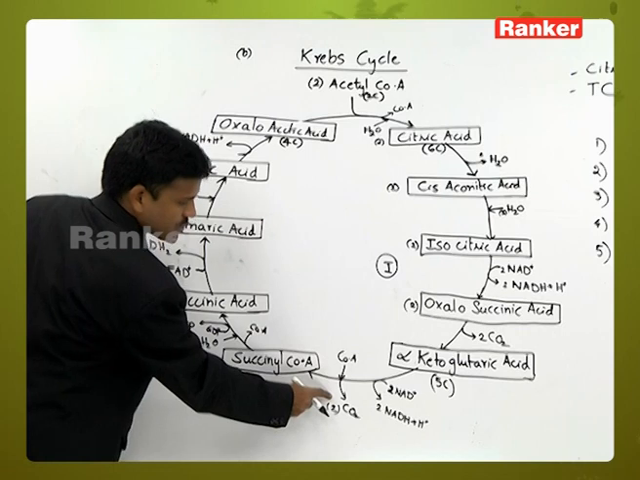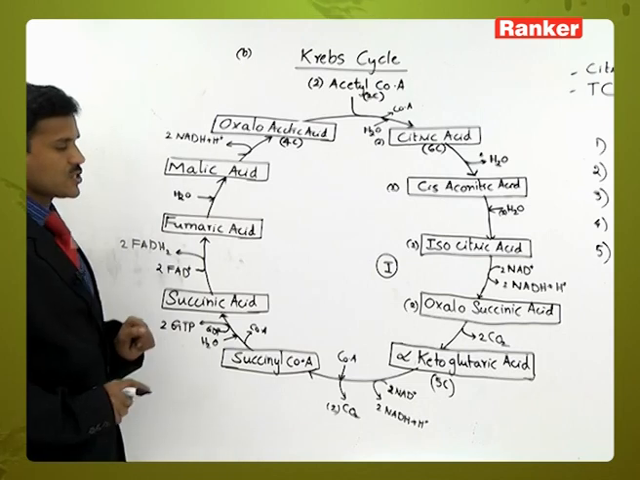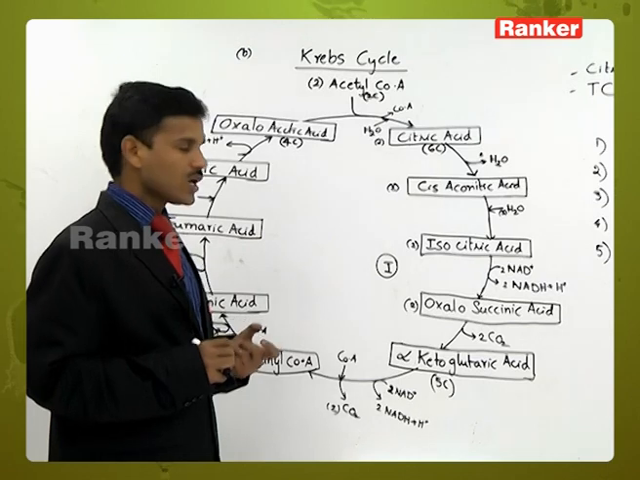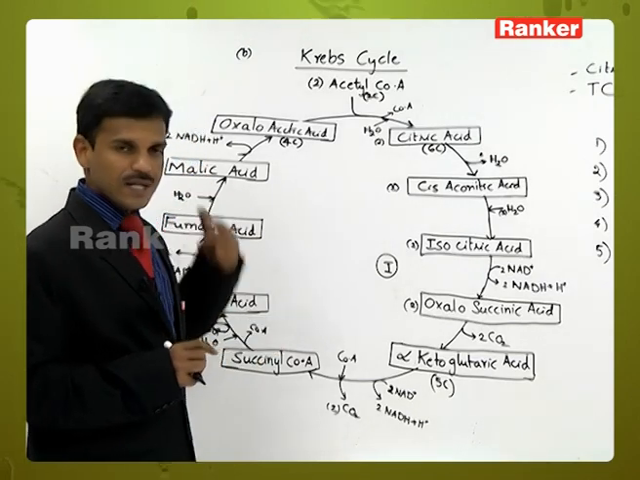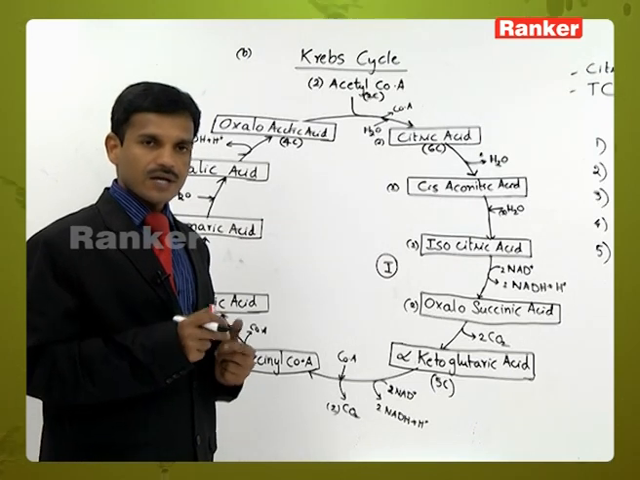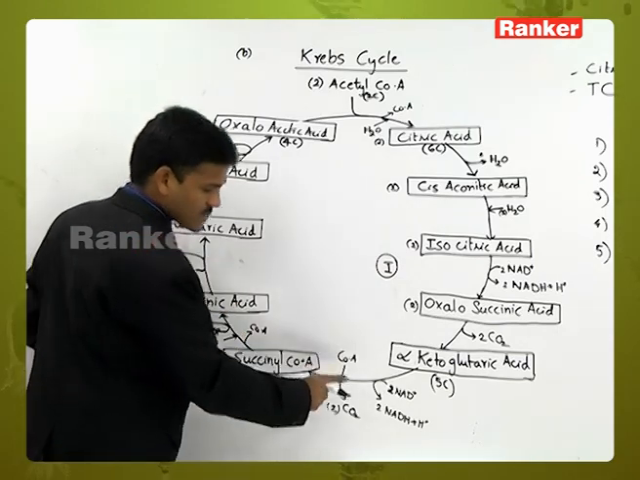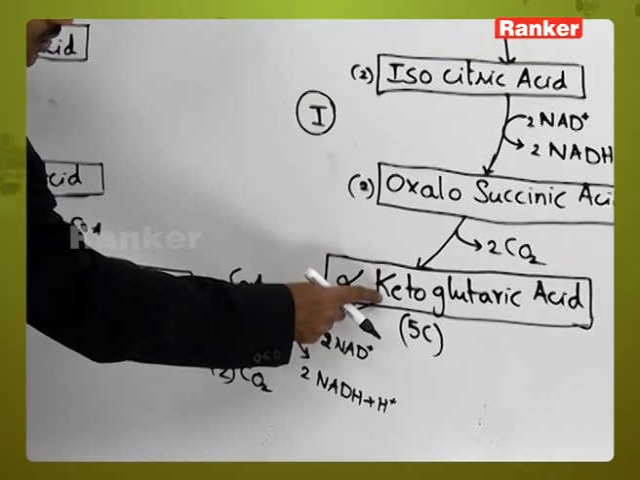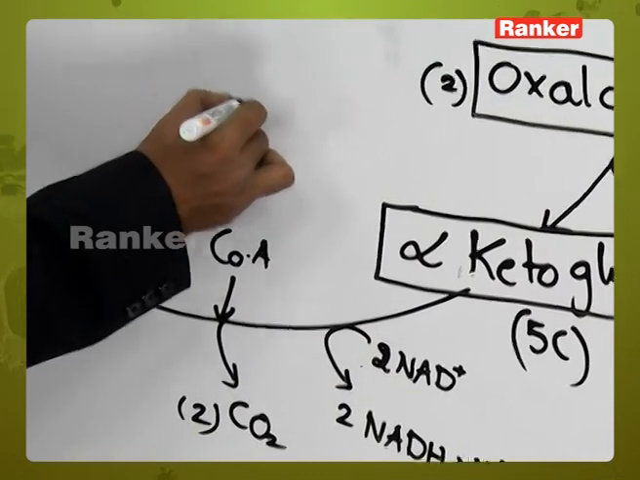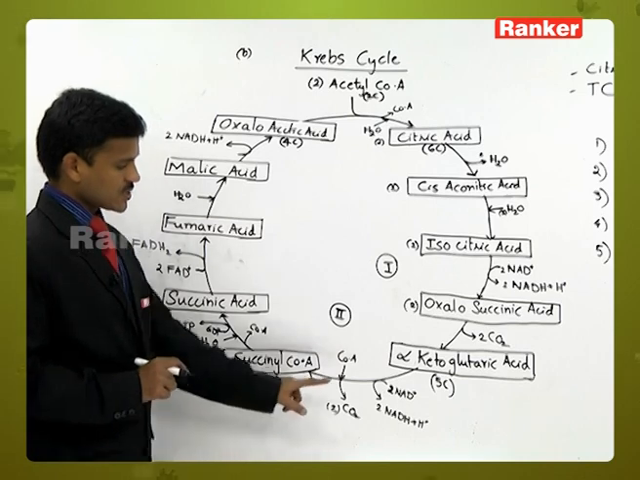Next, decarboxylation. From this component, carbon dioxide is removed. So dehydrogenation and decarboxylation together are called oxidative decarboxylation. So in the second step also, pyruvic acid undergoes oxidative decarboxylation: removal of carbon dioxide and removal of hydrogens. Here also it is the same, oxidative decarboxylation, undergoing oxidation and decarboxylation. So it is the second oxidation reaction within the Krebs cycle.